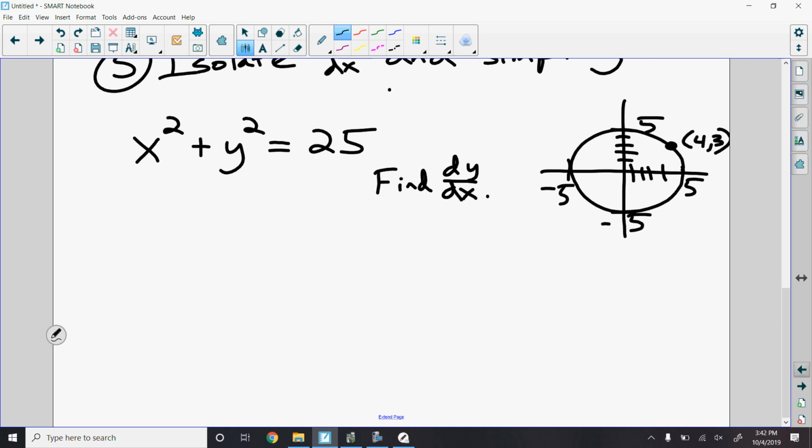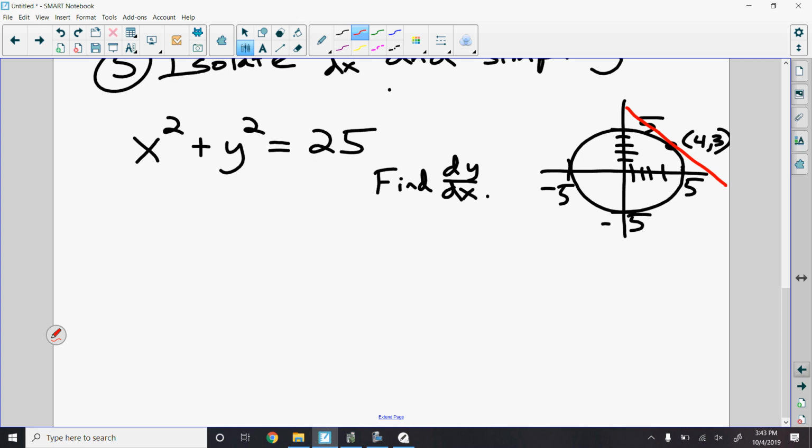So our goal here is to find dy/dx so we could evaluate dy/dx at that point (4, 3) and see what the slope of that tangent line is. Just looking at this graph, we can tell the slope of a tangent line here should be negative. I'll use a different color for the tangent line. If we plug the point (4, 3) into our derivative, we will get a negative slope.